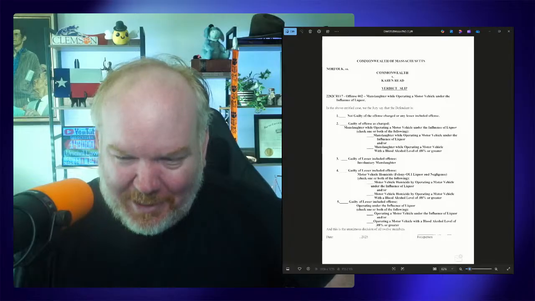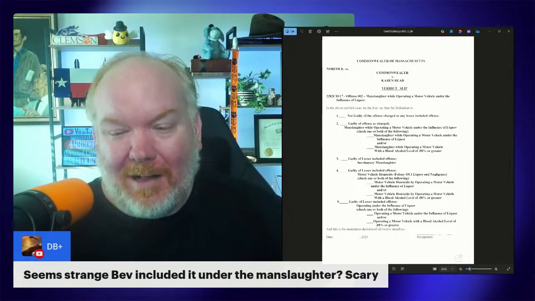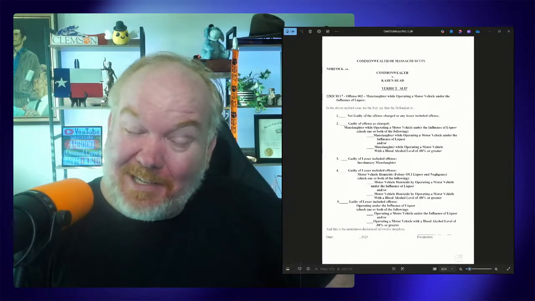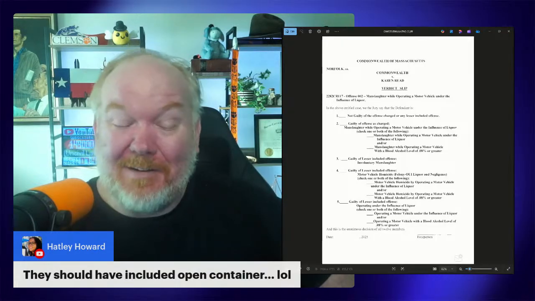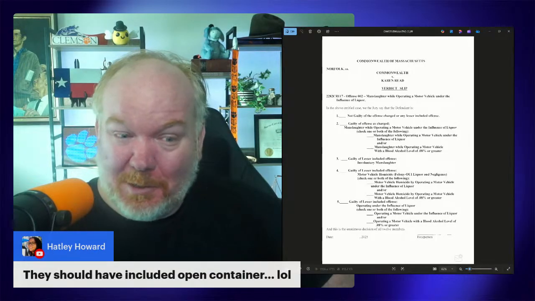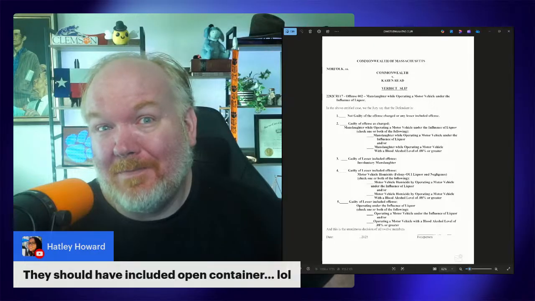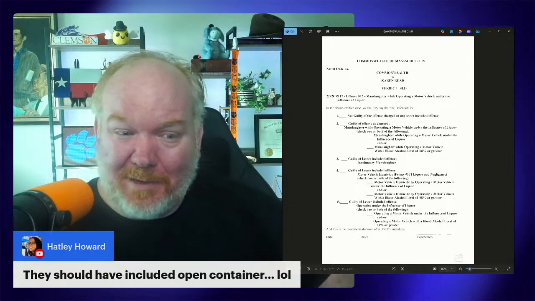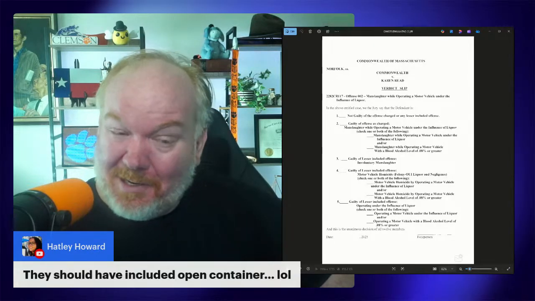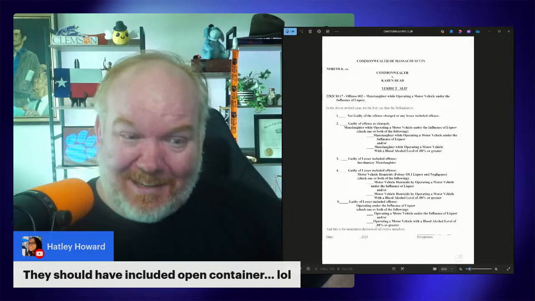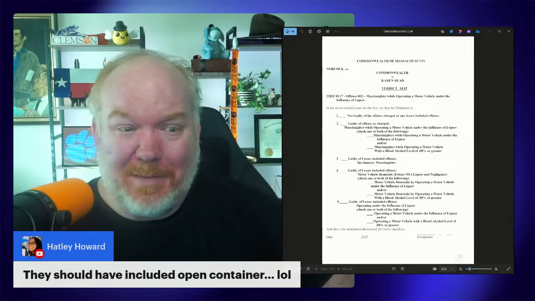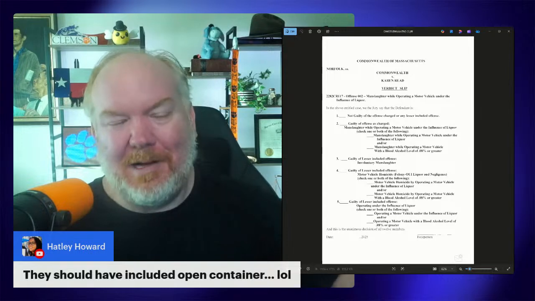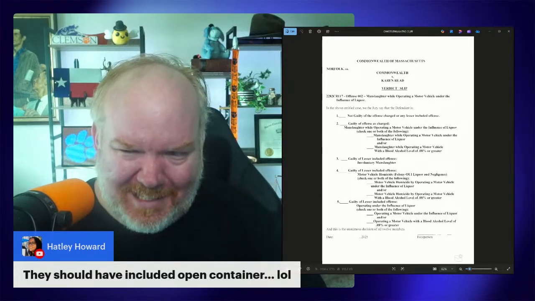They should have included open container. Well, actually, open container is not a lesser included of DUI. Open container is not a lesser included because, of course, you don't need to have an open container for a DUI, right? You don't need to have any alcohol in the car for a DUI. So open container could not be listed because it is not lesser, because it adds a new thing, namely that there's alcohol in the car. That's a new element. You can't add a new element and have it be a lesser included. That doesn't work.